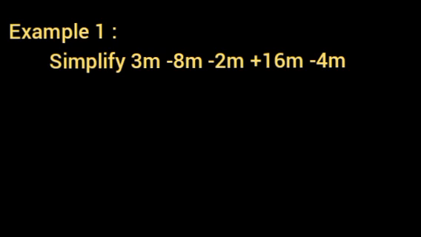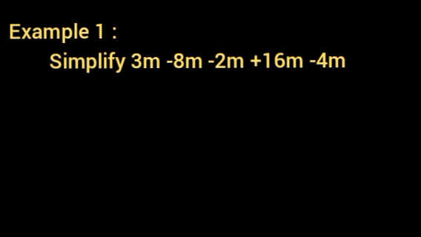We see that 3m has an invisible positive sign in front of it, so the 3m is a positive term. Now the minus 8m, this 8m is carrying a negative sign in front of it, so that is a negative term. Then the minus 2m is also a negative term. Plus 16m is a positive term. Then minus 4m is a negative term.